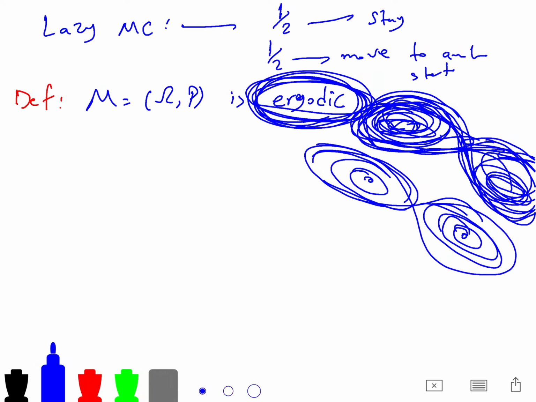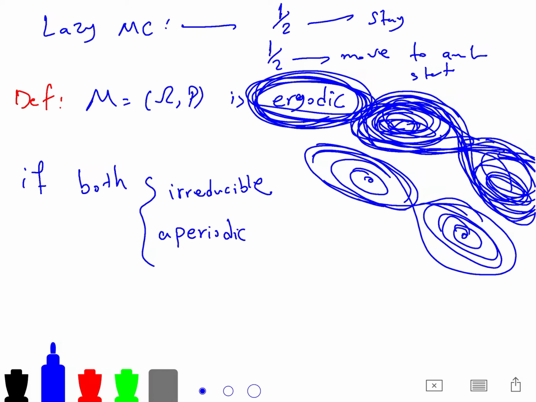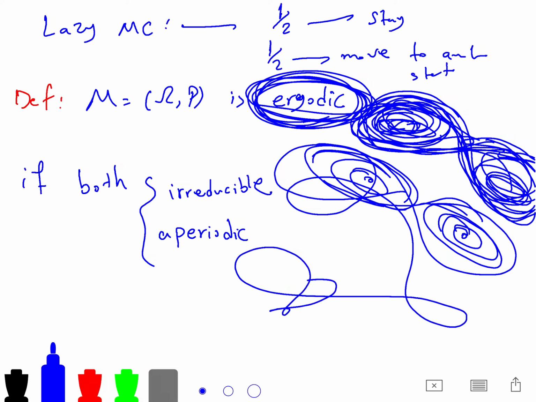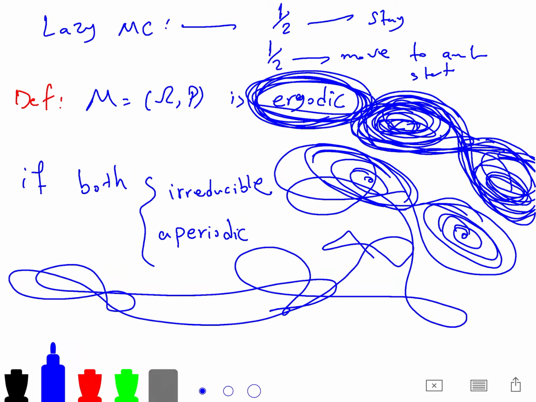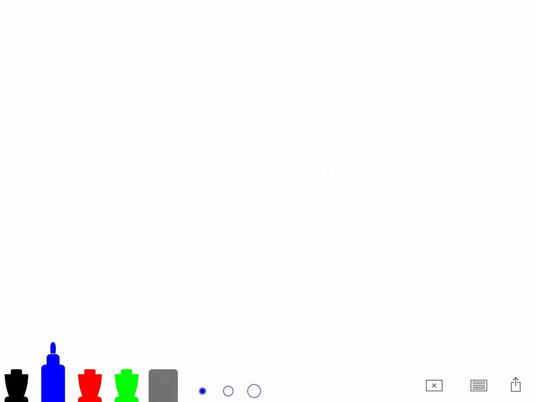And a Markov chain is ergodic if it is both irreducible and aperiodic. It is free to go to any state. There is no discontinuity. There is nothing wrong. You can go, in the long run, to any other state. So why should I talk about that?